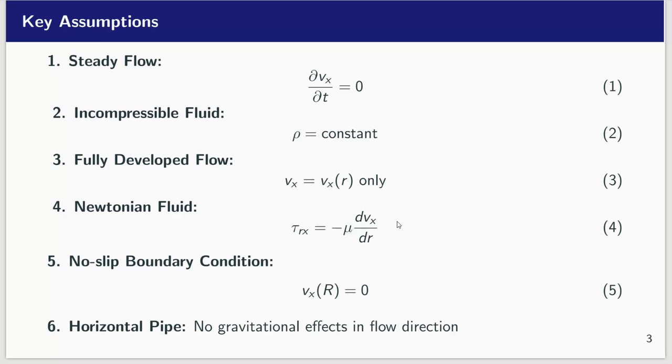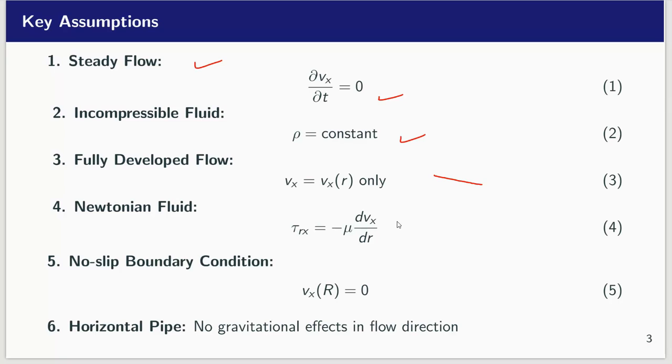Now here are the key assumptions. First is steady flow, so ∂Vx/∂t is 0. Incompressible fluid means rho is constant. Fully developed flow, that means Vx is a function of r only. So there is no velocity variation in the x direction. The velocity is varying only in the r direction, so Vx is equal to Vx of r.